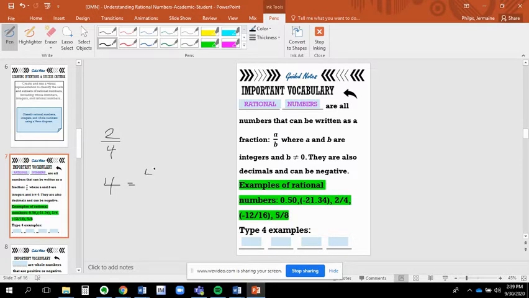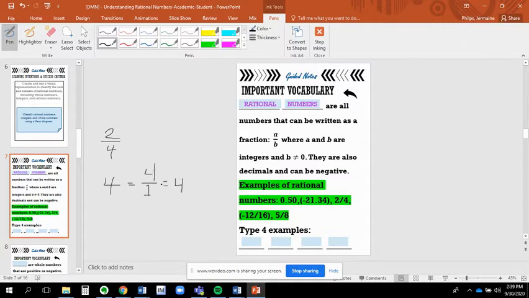The reason being is that we know that fractions always represent division. Every fraction is actually a division problem. So it's saying 4 divided by 1. 4 divided by 1 equals 4. So you know that these two are equal.